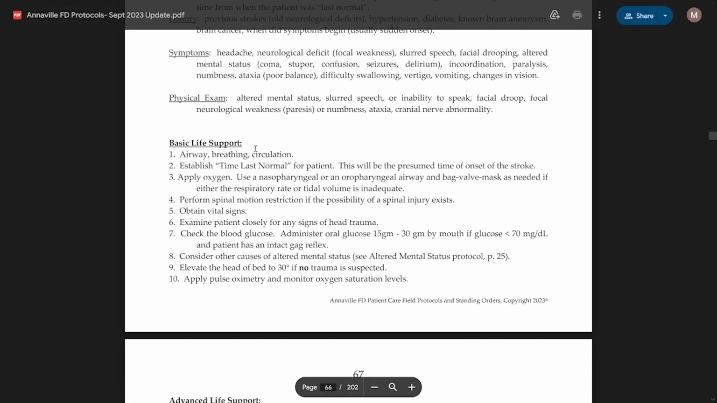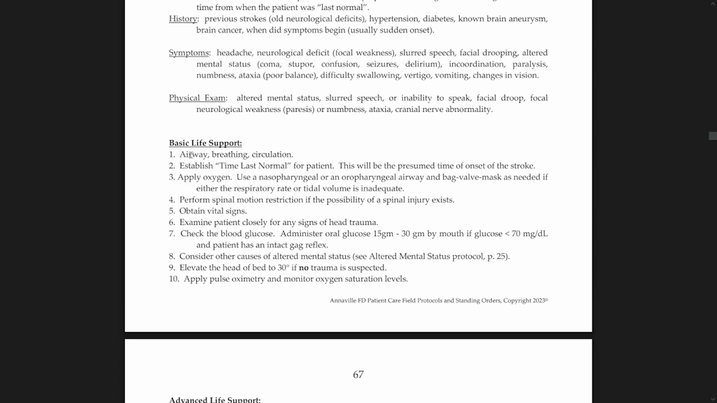For basic life support, we want to get ABCs on them, airway, breathing, circulation. We want to establish the last time the patient was seen normal. And this is so big. If you don't do this, you're in a lot of trouble when you get to the ER for the patient. This will be the presumed time of onset of the stroke.